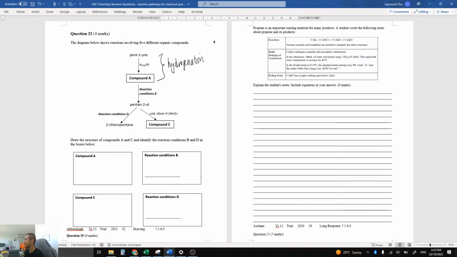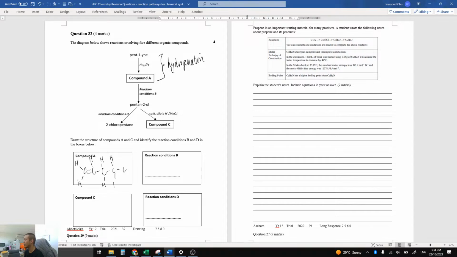Draw the compounds A and C and identify the reaction conditions B and D in the boxes below. Compound A: pentyne is a 5-carbon chain molecule, and it's saying pent-1-yne. The yne is a triple bond, and after hydrogenation we've got a double bond. The 1 means the triple bond is on the first carbon. After the hydrogenation reaction, the triple bond becomes a double bond. So we draw a C double bond there, and we just fill the rest with hydrogens, and that will be our product.